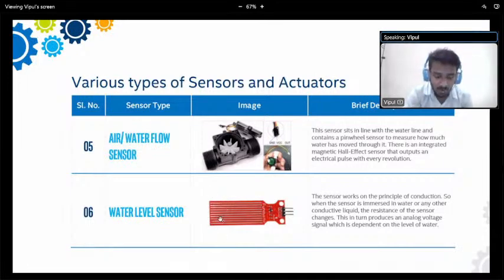So when the water is there across these connections, all the conductors get shorted with each other. So ultimately, the total effective resistor value gets decreased. Depending on how much the resistor value decreases or increases, we are able to get the analog values, and we can tell how much water is filled in the tank. Okay. So it depends on the principle of conduction.